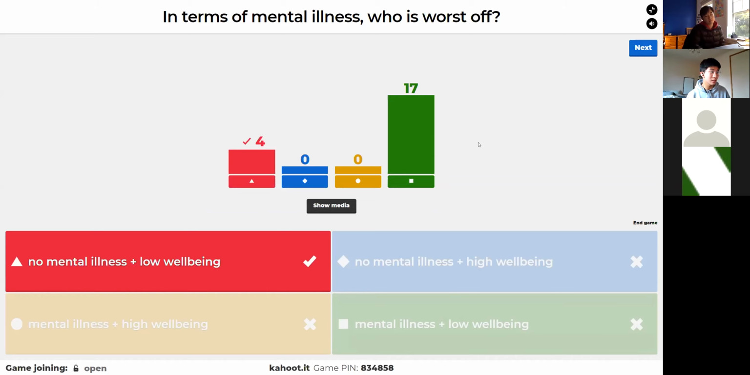Whereas if you have a mental illness, which is green, and low well-being, chances are that you're going to be seeking help, and people are going to try to help you. So therefore, you're actually doing better than those who aren't getting any help and aren't being looked at. So it's a bit of a weird thing. On the slides, there's one of those axes where you have wellness on one axis and mental health on the other axis. And I think you can gather the different combinations of wellness and mental illness from that compass.